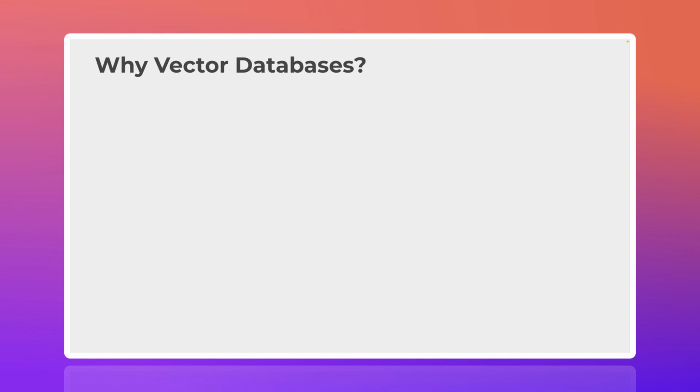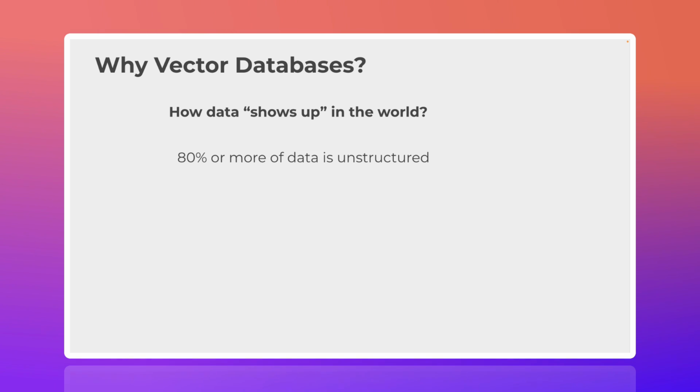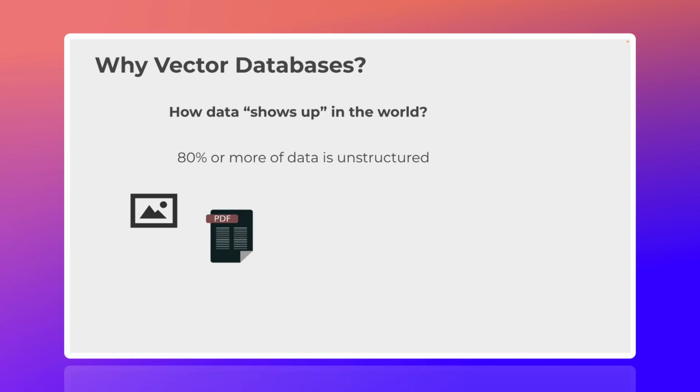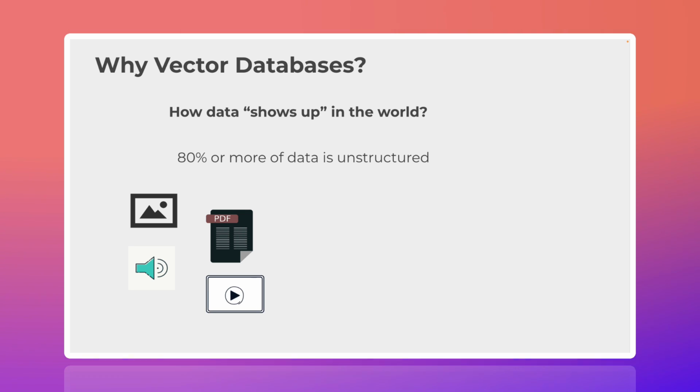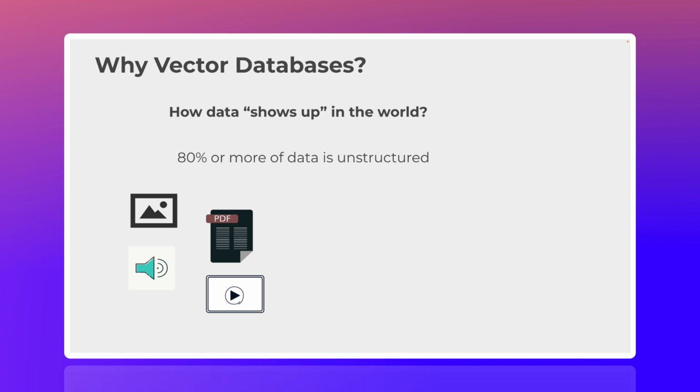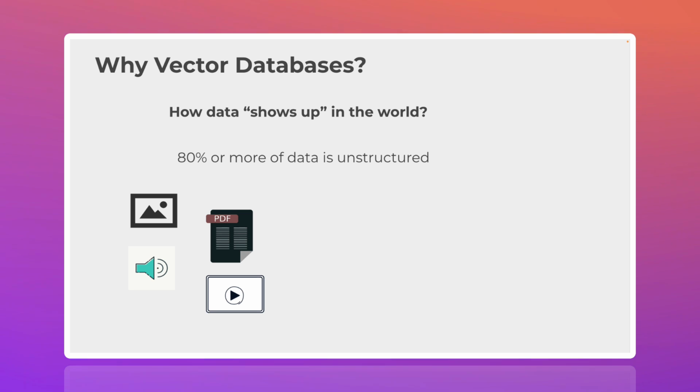Now you have to understand something that is very crucial, which is that first we need to understand how data shows up in the world. Well, it turns out that more than 80% of data is actually unstructured. What does unstructured data mean? Well, it means things like images, audio, PDF files, videos, articles, texts, and everything else, right? All of these types of data that are not organized per se are unstructured data.